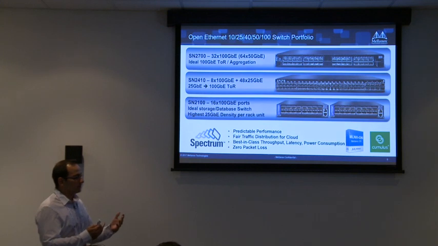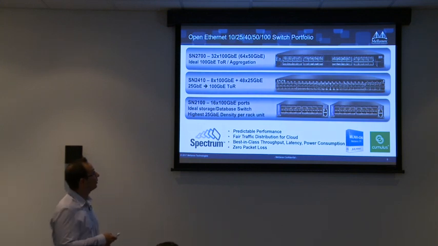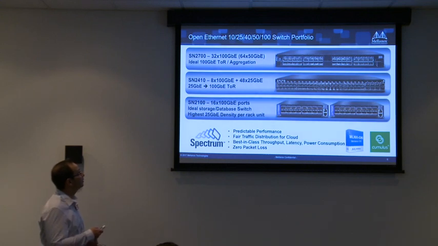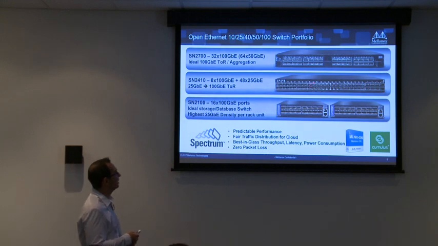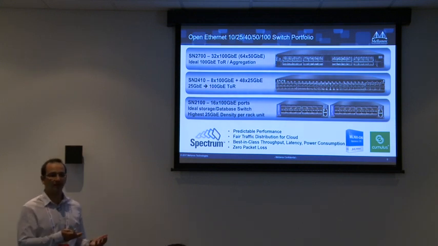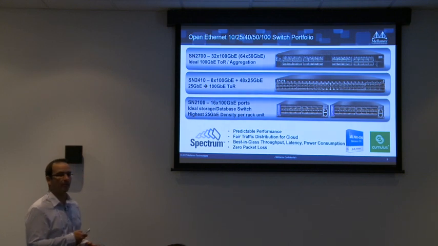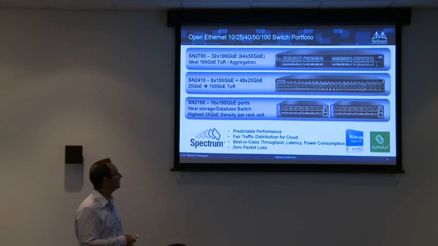In our leaf spine design that we are recommending, usually we'll see the 2700, which is 32 ports of 100 gigabit, as a spine level, an aggregation level switch. As top of rack, we have two options. One is called the 2410, which is kind of a traditional top of rack, 48 ports of 10 or 25 gigabit, and 8, not 6, not 4, 8 uplinks of 100 gigabit. This is a traditional top of rack.